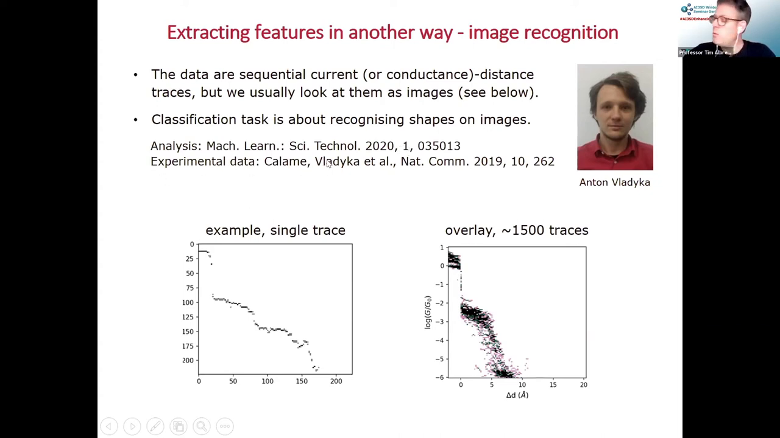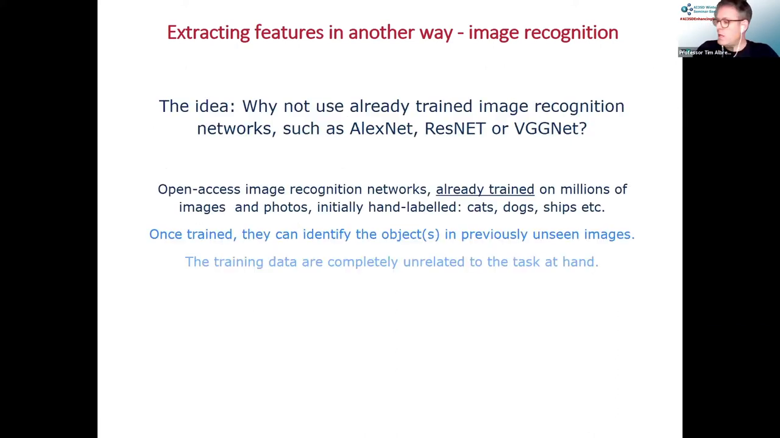But the experimental data were all measured when Anton was in Michel Calame's group in Switzerland. So we haven't really remeasured anything, but we looked at the data in a different manner. Okay, so Anton's idea really was, well, why not use already trained image recognition networks, such as AlexNet or ResNet or VGGNet, and look at our data, okay?